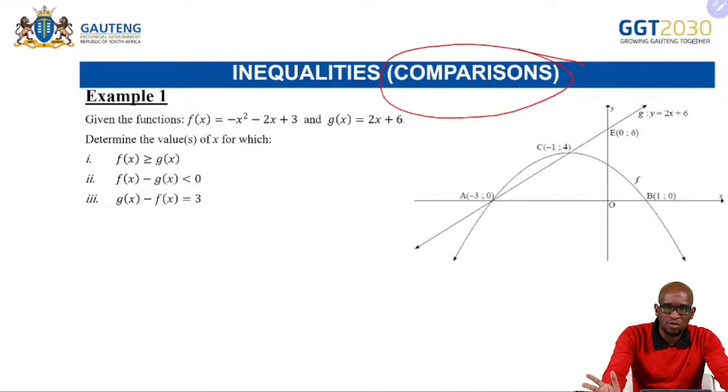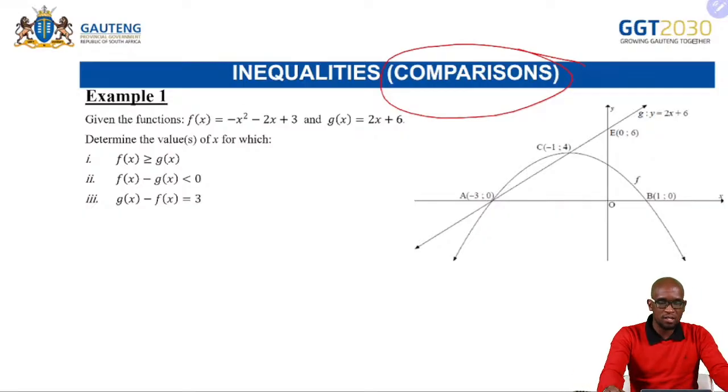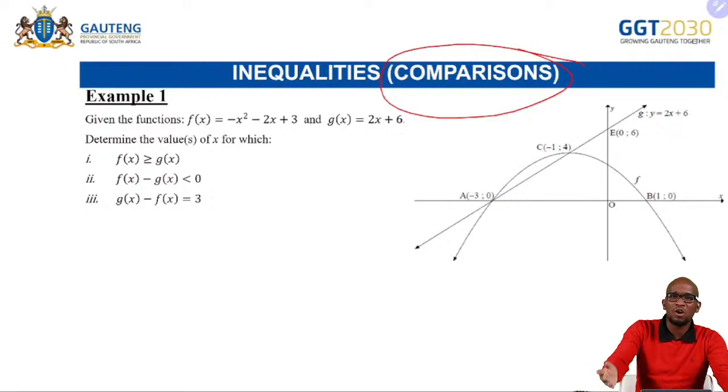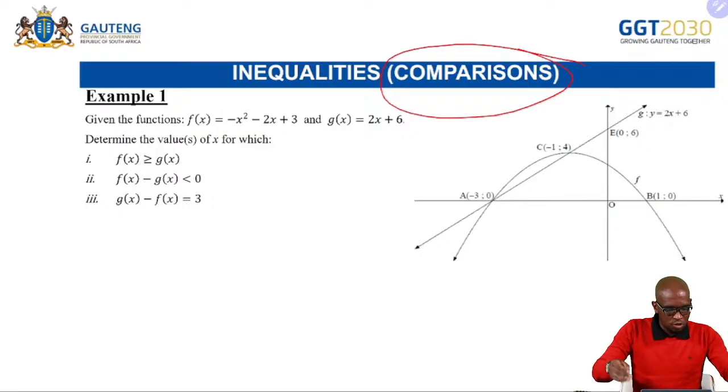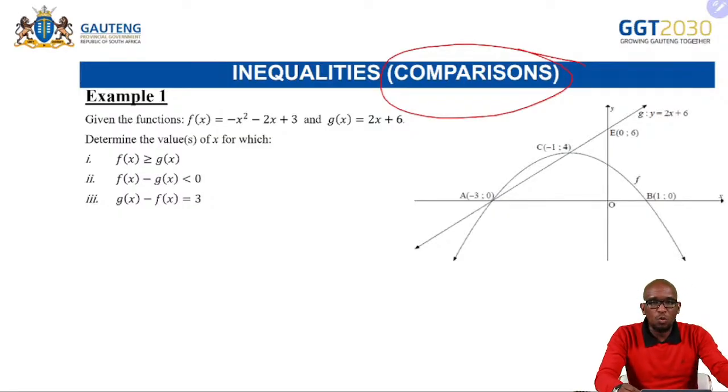We are comparing two functions, f of x and g of x in this case. So we're looking at a region where f of x is greater than g of x, or f of x is less than g of x, or where f is above and g is below, and we're looking at that vertical distance between them.